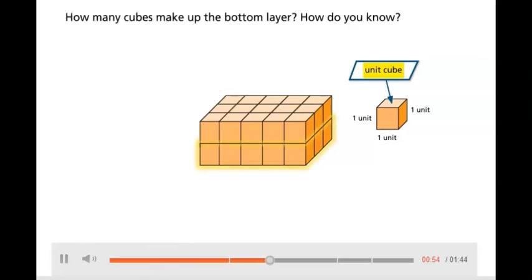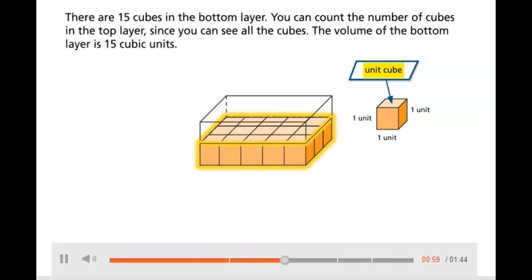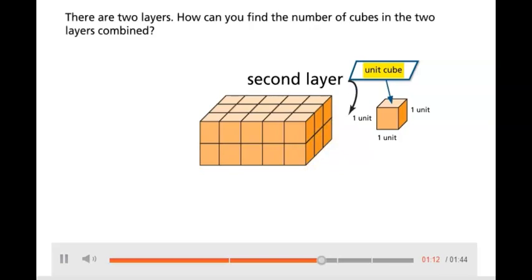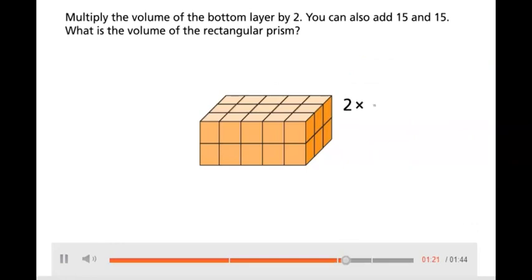How many cubes make up the bottom layer? How do you know? There are 15 cubes in the bottom layer. You can count the number of cubes in the top layer since you can see all the cubes. The volume of the bottom layer is 15 cubic units. There are 2 layers. How can you find the number of cubes in the 2 layers combined? Multiply the volume of the bottom layer by 2. You can also add 15 and 15. What is the volume of the rectangular prism?